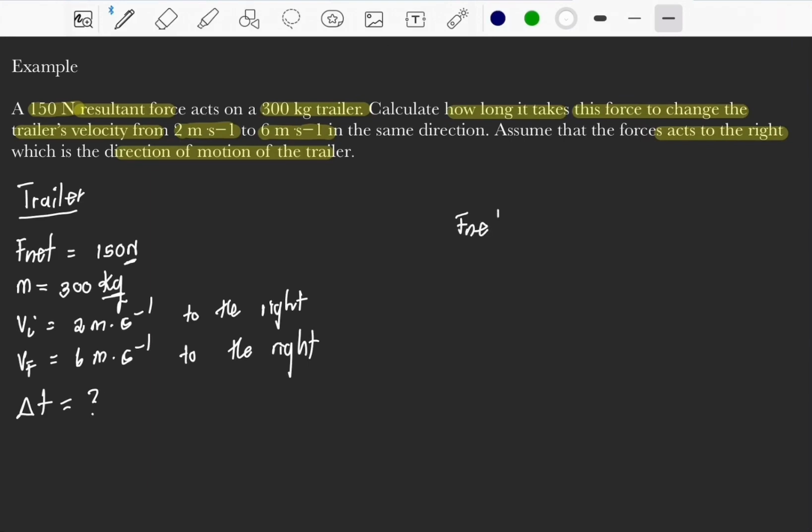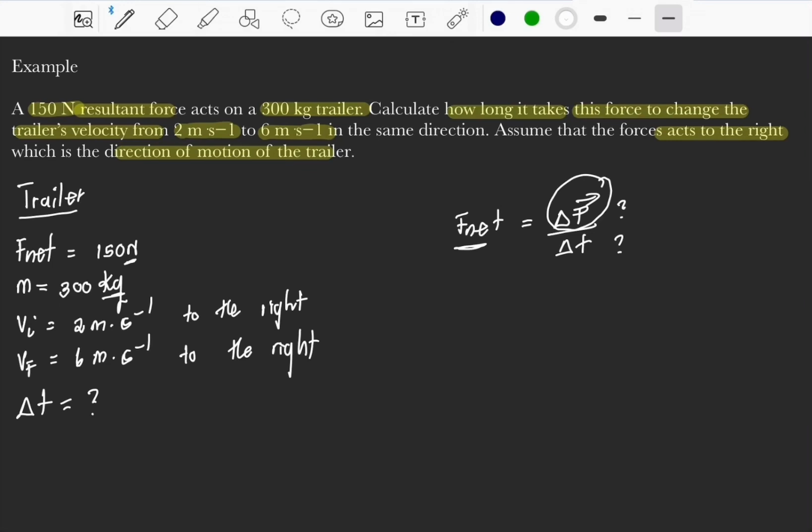So we know from what we have already learned that F net is equal to change in momentum over change in time. Right. So what do we have? We have the net force, but we don't have the change in momentum to use this formula. And we also don't have time to use this formula. So maybe we can find one of these and be left with only one to calculate. And that is, we can calculate the change in momentum. So without any waste of time, let's get right into it.